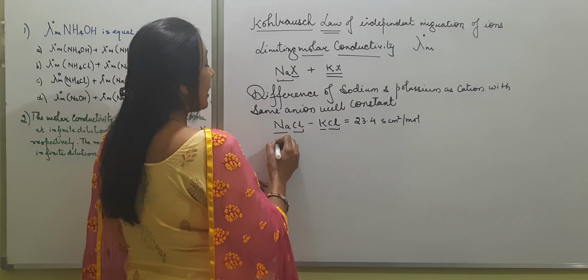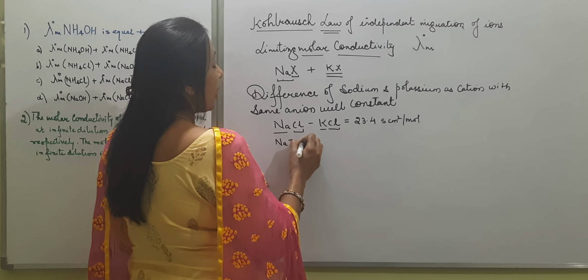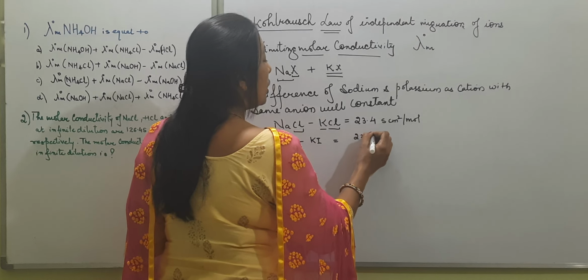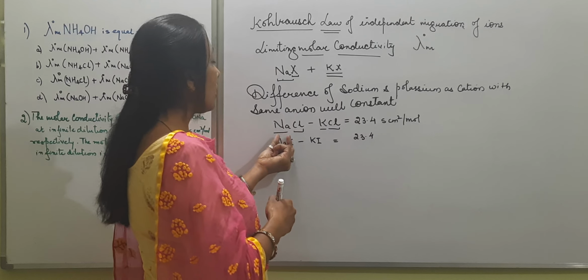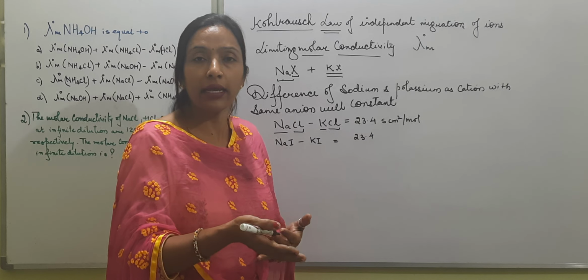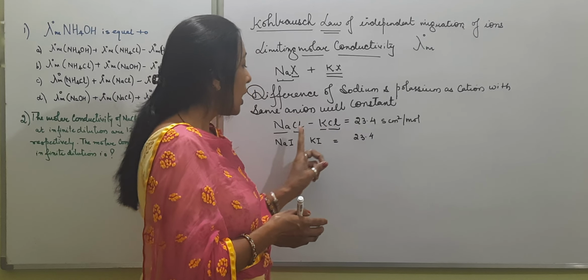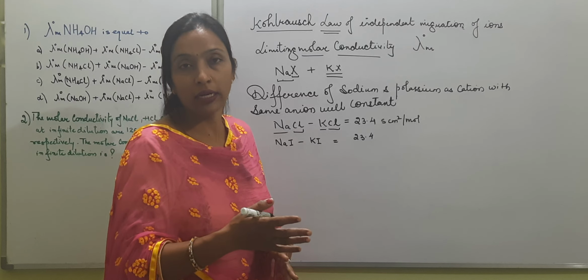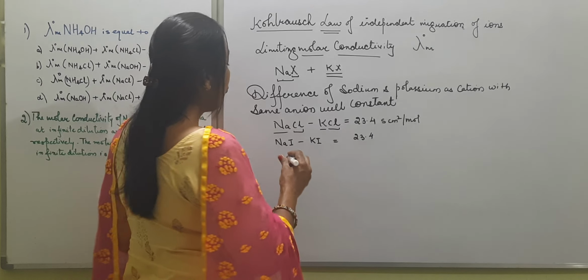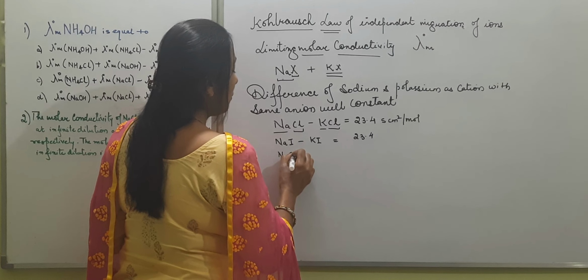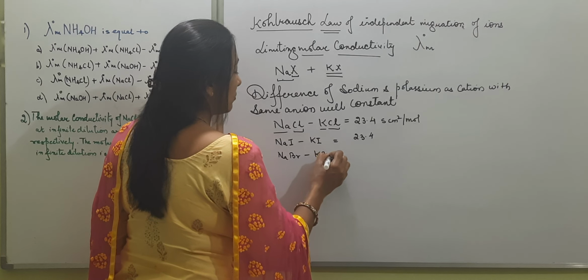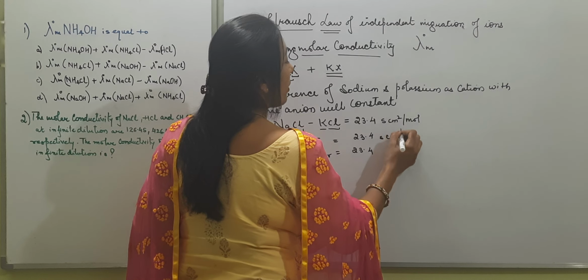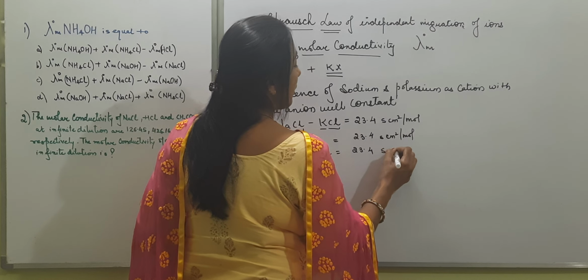It will be the same if we are taking sodium iodide minus potassium iodide. It will be the same for this as well. So Kohlrausch's law is saying that if we take different cations, sodium and potassium, but the anion is the same, whichever anion we take, we will have the same limiting molar conductivity. The difference will be the same. For example, here NaBr minus KBr, and that will be the same 23.4 Siemens centimeter square per mole.